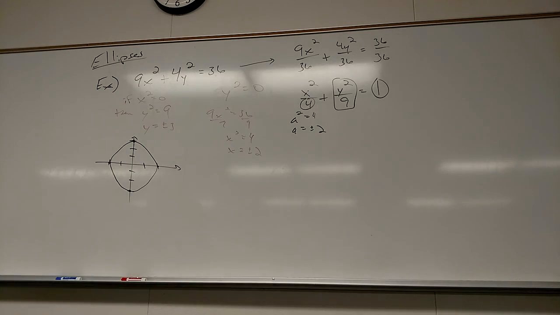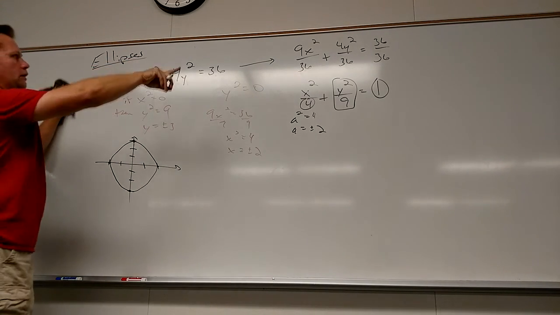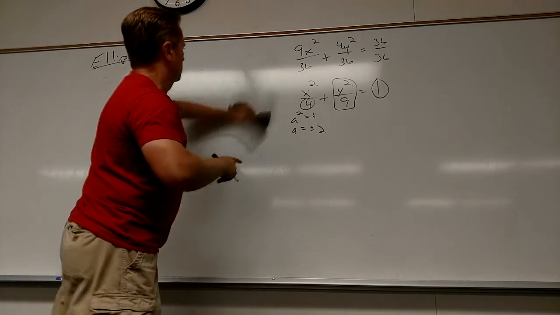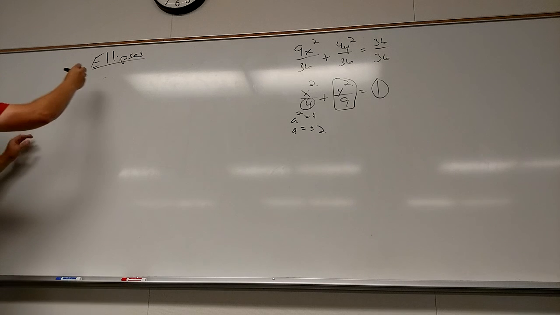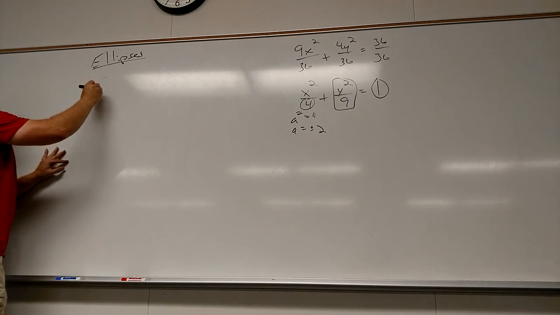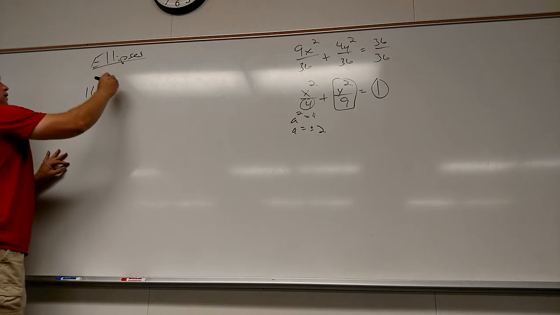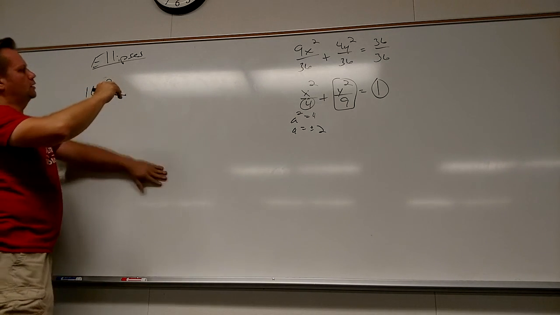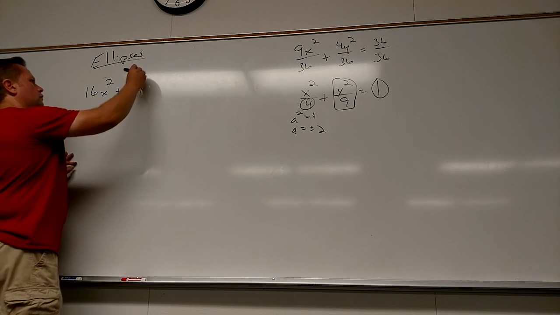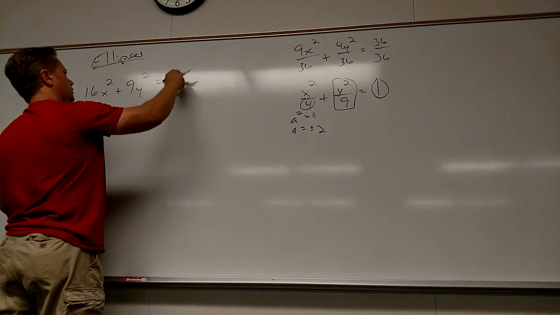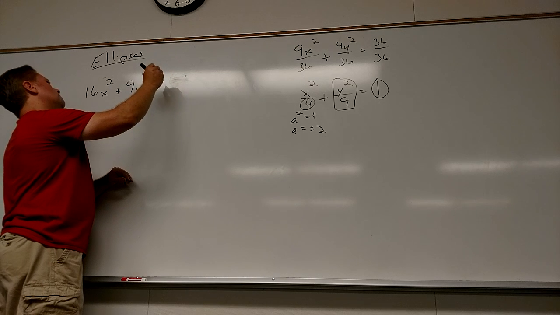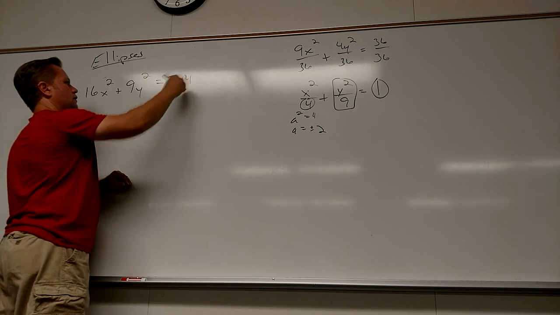All right, let's do another one. Let's do one, immediately put it in the right form and do it. Here we go. So if I have 16x squared plus 9y squared equals 144, I guess that'll work. That's fine.